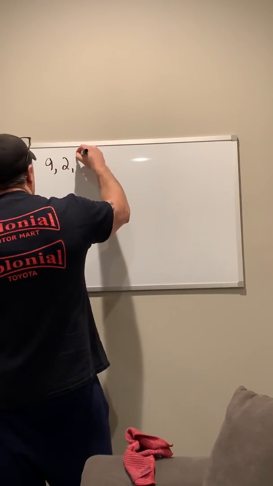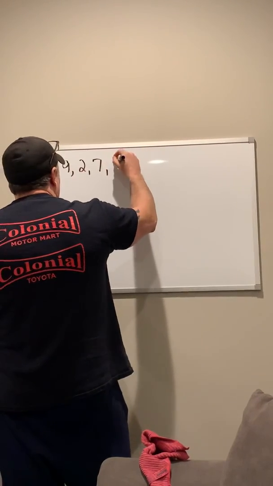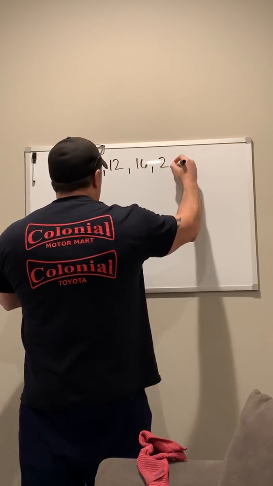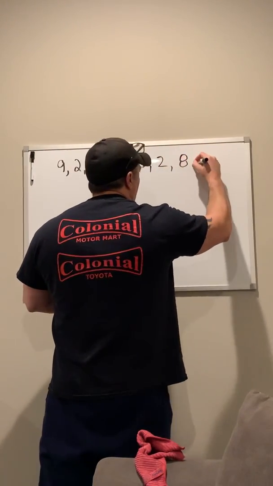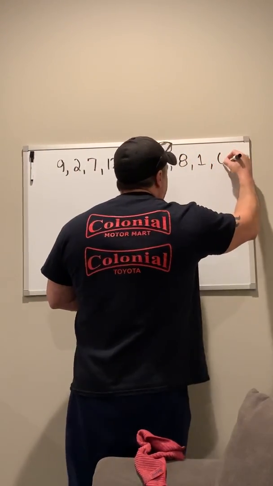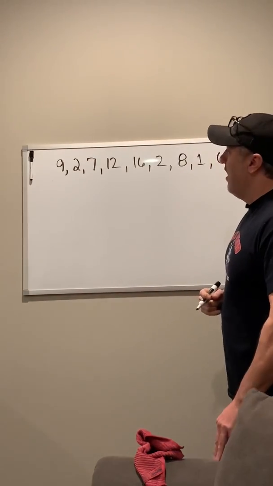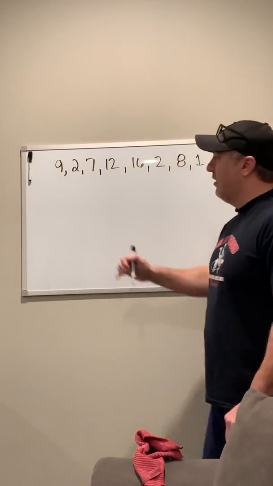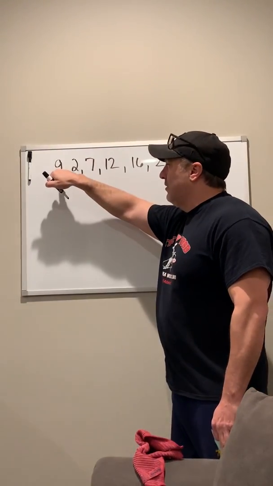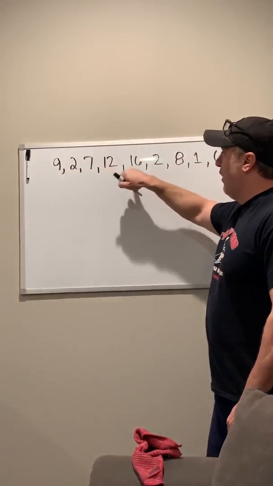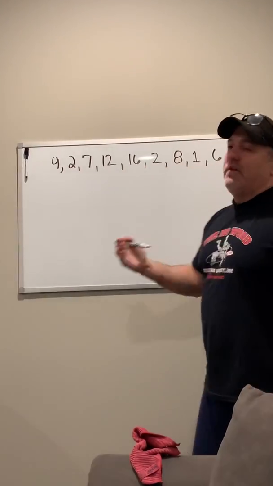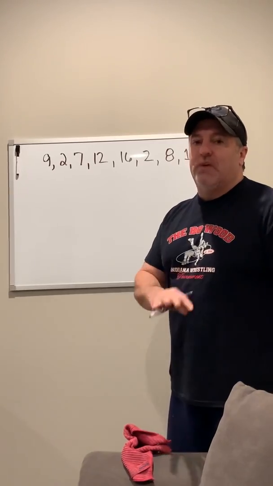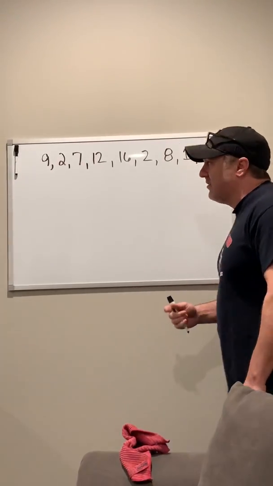So, 9, 2, 7, 12, 16, 2, 8, 1, and 6. All right? Notice they're all out of order. They're not in least to greatest, which is what we're going to have to do first. First of all, let me see how many numbers we have up here. 1, 2, 3, 4, 5, 6, 7, 8, 9. There's 9 numbers up here. All right, and it's easier to find the median when there's 9 numbers. You'll see what I mean as I get through the assignment.